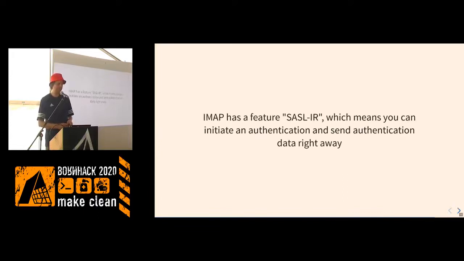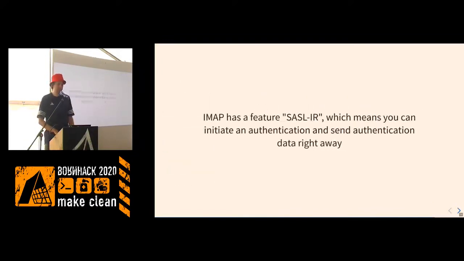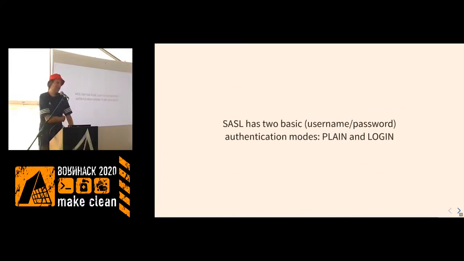One thing here is that IMAP has a feature called SASL-IR, which means you can send the AUTHENTICATE command and already send the authentication data in one line. So this is what you have here: AUTHENTICATE, then the mechanism, and then already the login data in one line. Also, for basic authentication, that means username and password authentication, which is what almost everyone is using, SASL has two authentication modes, PLAIN and LOGIN.